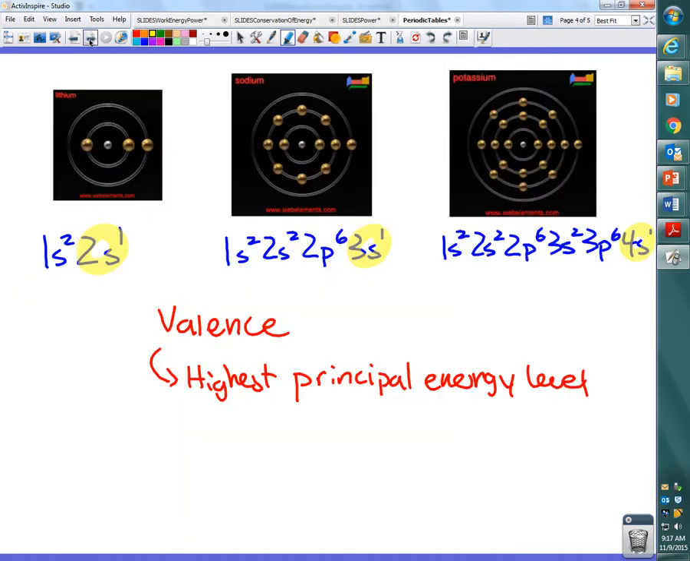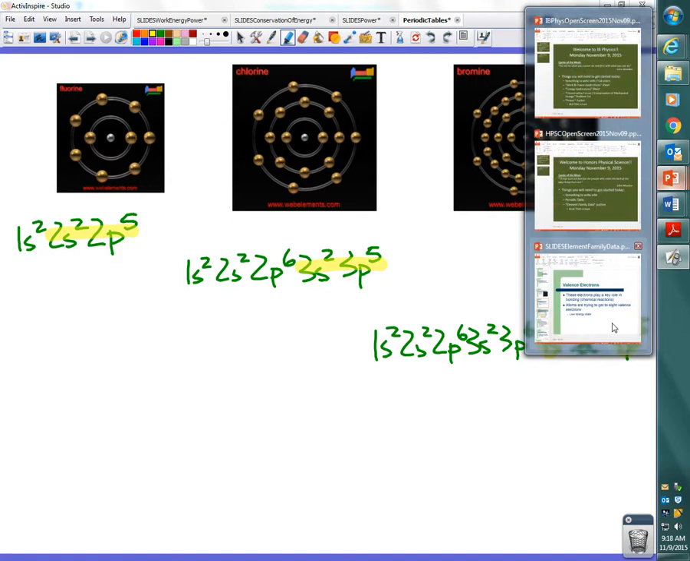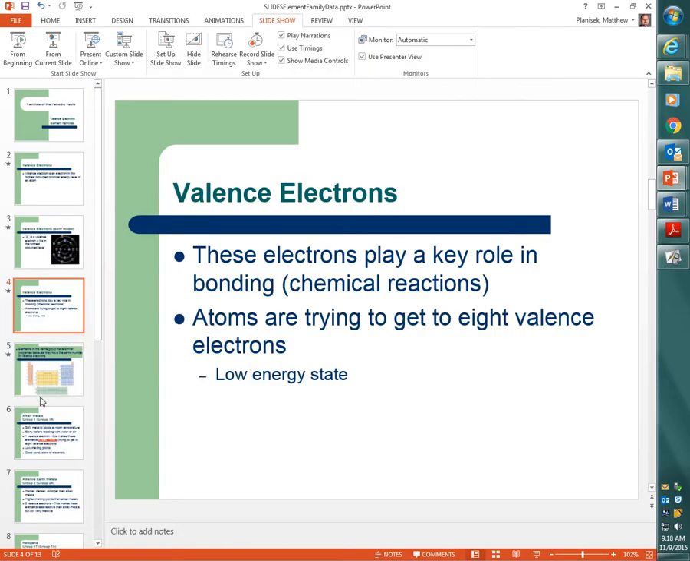If we go back to these 3, how many valence electrons did we say each of them has? 7. So to get to 8, what do they have to do? They have to pick something up somewhere, right? They have to pick one more up. This one will pick up 1 electron. This one will pick up 1 electron. This one will pick up 1 electron. And that means they all behave similarly. Does that make sense? Because they're all trying to accomplish the same goal. Okay? And that plays a big role in determining element behavior.